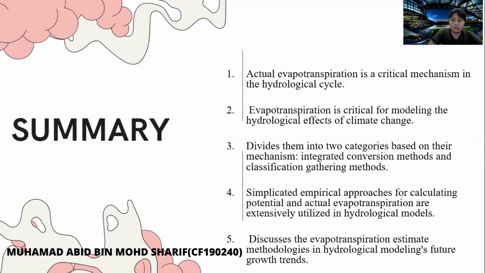And I will present the summary of the project. I am from group number 5. First, actual evapotranspiration is a critical mechanism in the hydrological cycle. Number 2, evapotranspiration is critical for modeling the hydrological effects of climate change. Number 3, the methods are divided into two categories based on their mechanism, which are integrated formation methods and classification gathering methods. Number 4, simplified empirical approaches for calculating potential and actual evapotranspiration are extensively utilized in hydrological models. And number 5, discuss the evapotranspiration estimate methods in hydrological modeling and future goals.